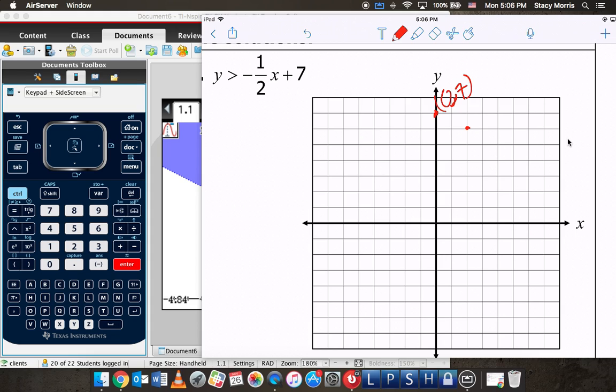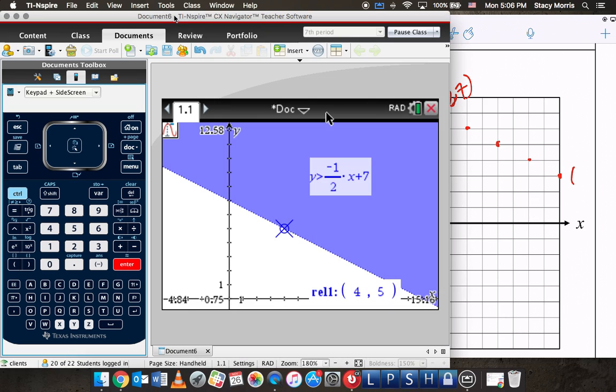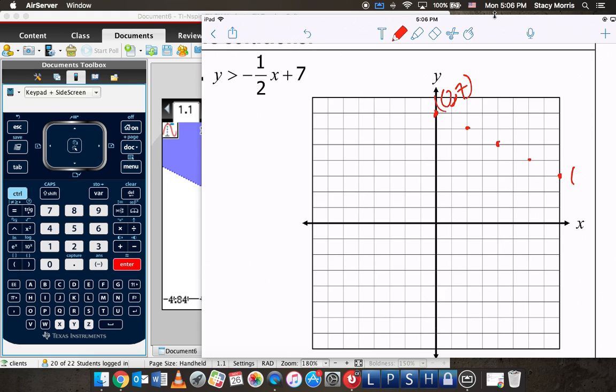So we're going to do that. Down 1, right 2, down 1, right 2, down 1, right 2, down 1, right 2. And that's all we can actually plot. So I'm going to label this one out here. Should be at 8, 3. If I wasn't sure about that, I would go to my graph and trace to 8. There it is, 8, 3. That definitely is confirmed there. Okay. So 8, 3.